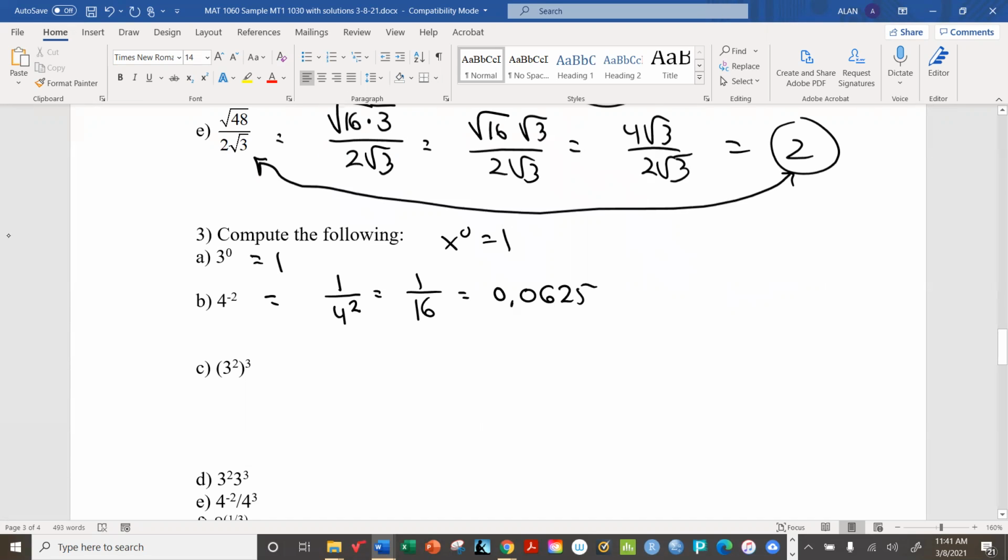Now, in this case, we're using the so-called power rule. You're actually going to wind up with 3 raised not to the 2 plus 3 power, but 2 times 3. So 3 to the 6 turns out to be 729.